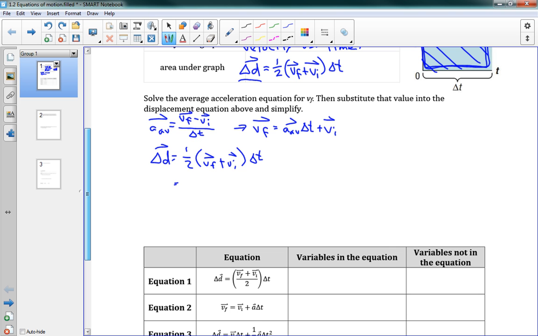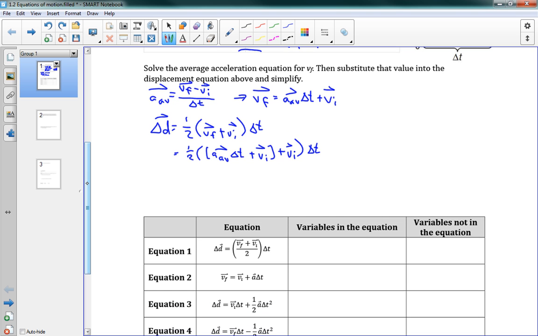And we'll put in now our value for vf. So this looks like a average delta t plus vi. And then we have plus vi again from the equation above. All of that times delta t. Now I'm just going to expand and simplify this thing.